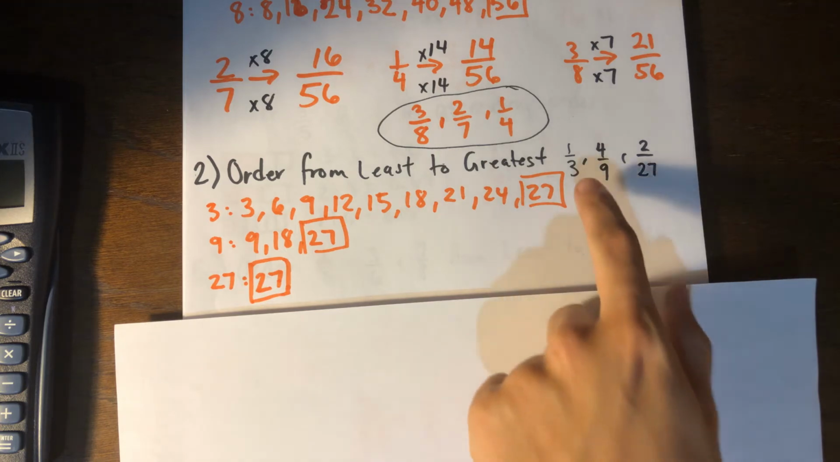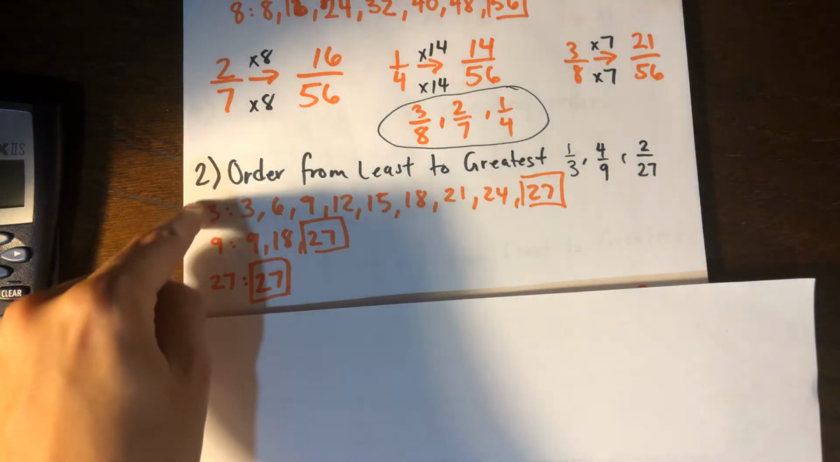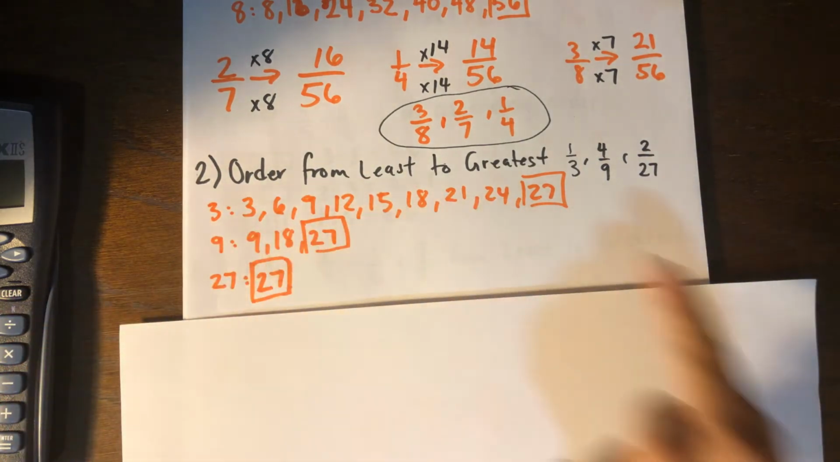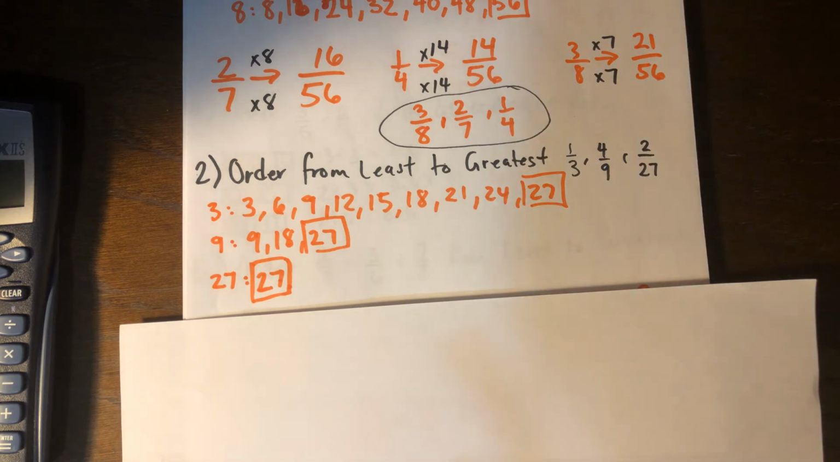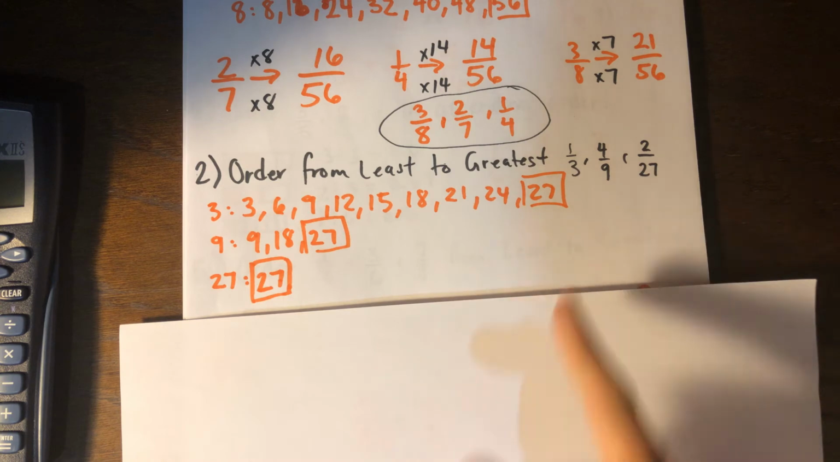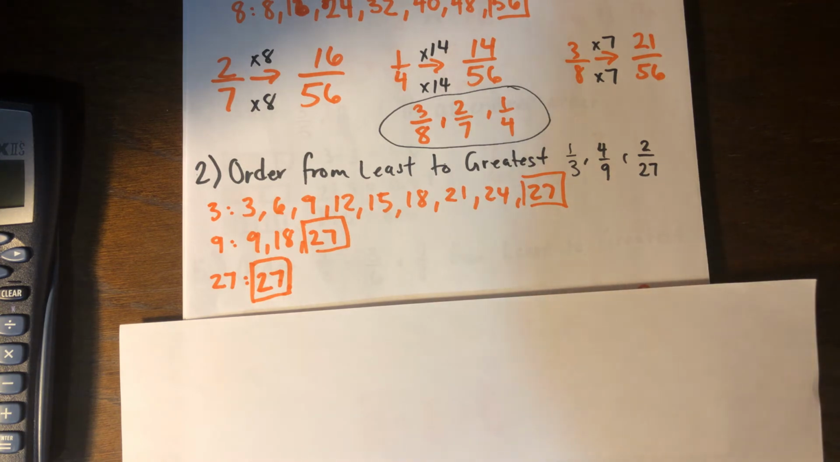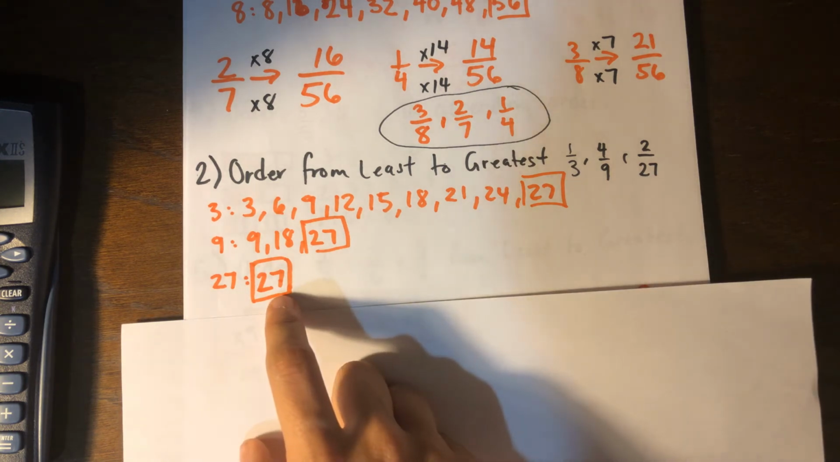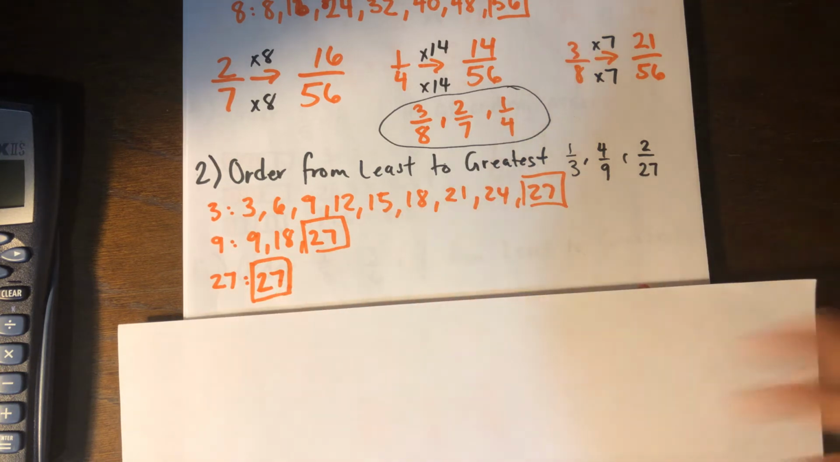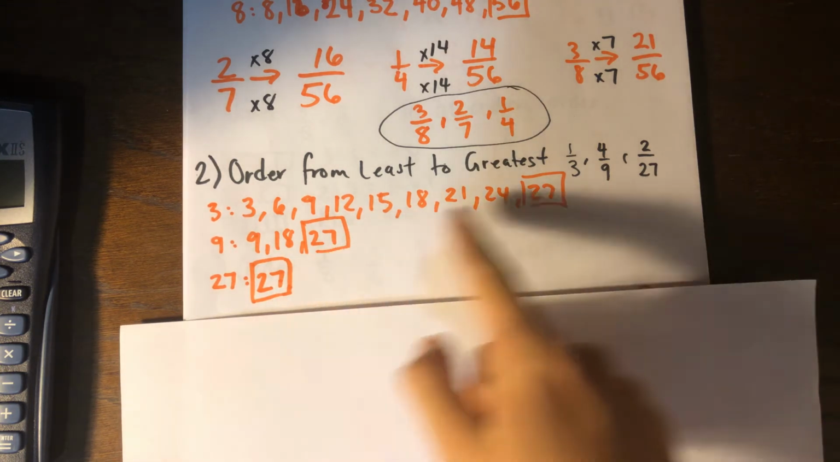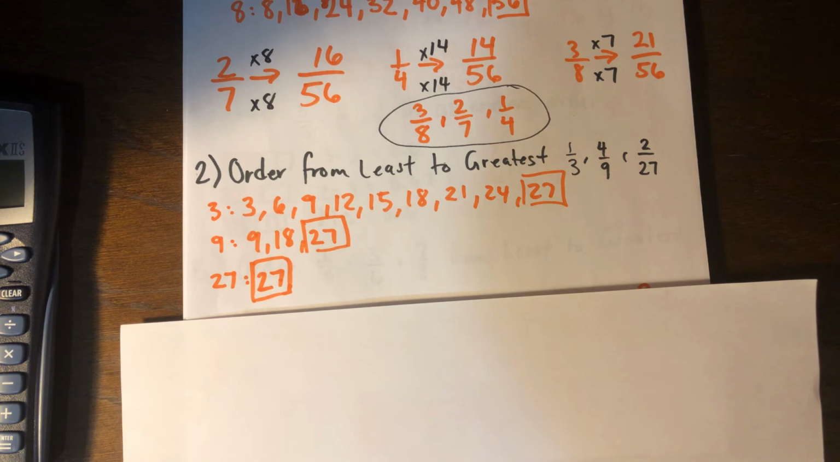So I take the denominators, 3, 9, and 27, order them from least to greatest, and find their multiples, right? So 3 times 1 is 3, 3 times 2 is 6, 3 times 3 is 9, so on. So it might help to even start with the bigger number first. But don't just keep going on and on and on. We just want to find the least common multiple, so the lowest one that they have in common.